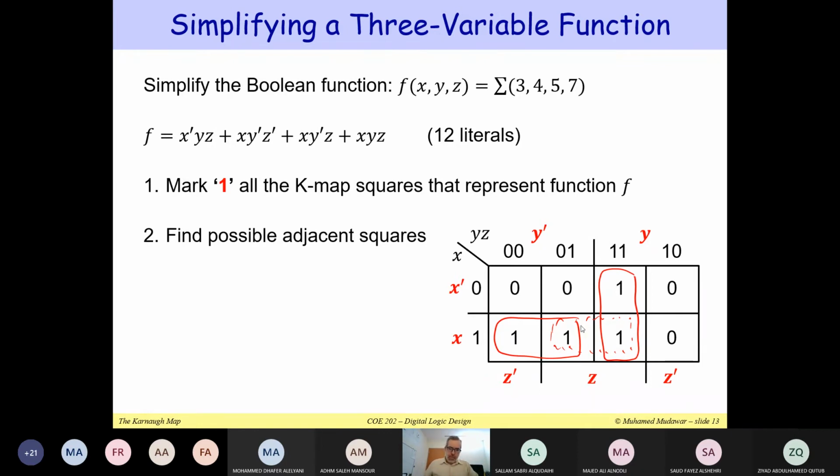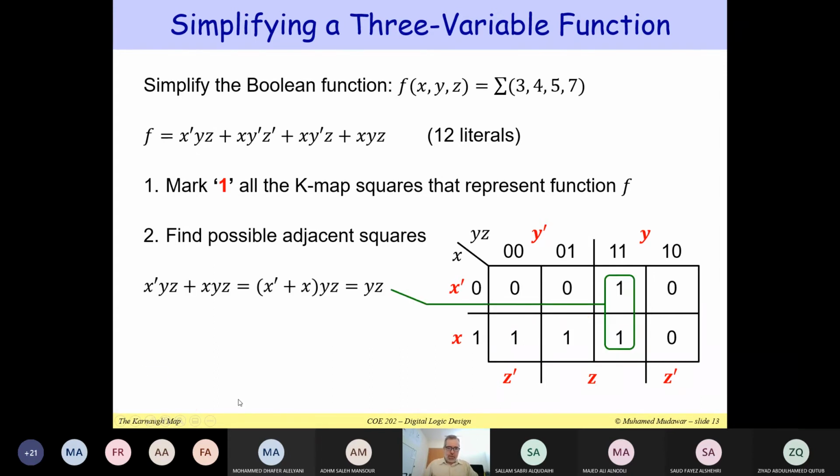Let me show you again, erase all the ink. If you combine these 2 ones, it will be combining minterm 3 with minterm 7. So it will be x prime yz or xyz. We can see it in the Karnaugh map. So you can see that yz is common. What is different is x prime or x, but x prime or x can be simplified to 1, so therefore you get yz.